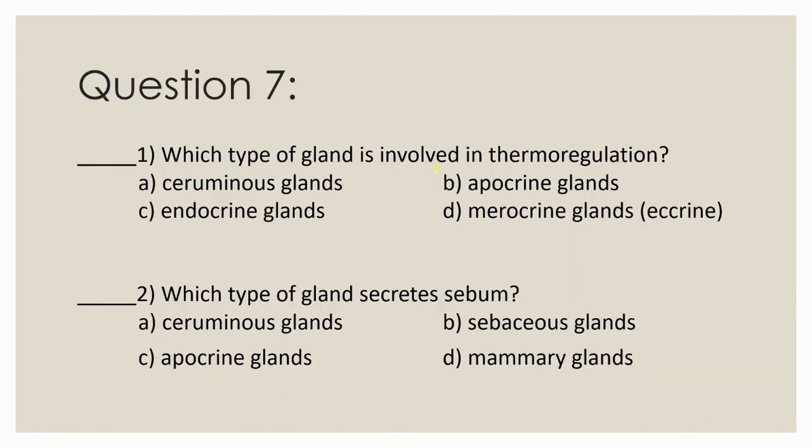All right, so which type of gland is involved in thermoregulation? All right, so ceruminous made earwax. Endocrine were hormone glands. We really didn't talk about those here. So we have apocrine or merocrine, and the merocrine glands were your eccrine glands. The apocrine were the ones that become active at puberty. The eccrine were the ones that are going to be responsible for helping us maintain body temperature. And then sebum is going to be secreted by the sebaceous glands or the oil glands.